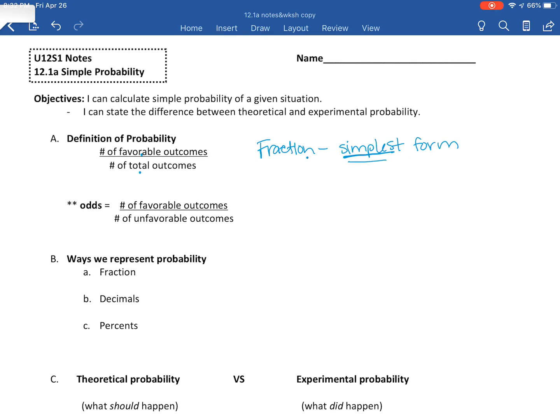Probability is different than odds, which are the number of favorable outcomes over the unfavorable outcomes. In this unit, again, we're just going to be looking at the favorable over total.